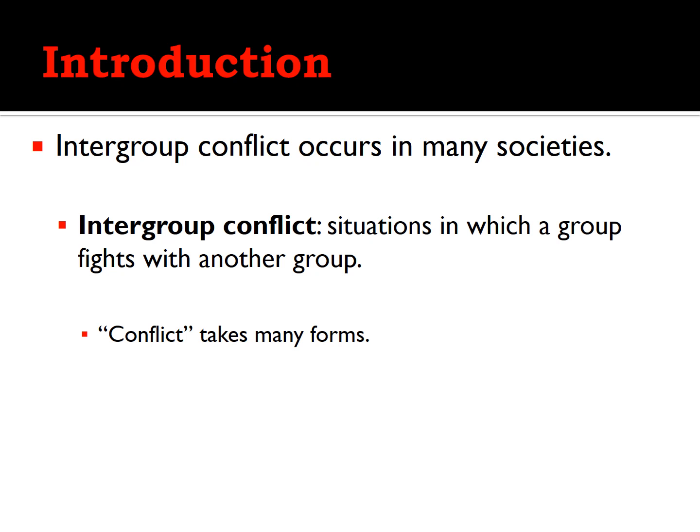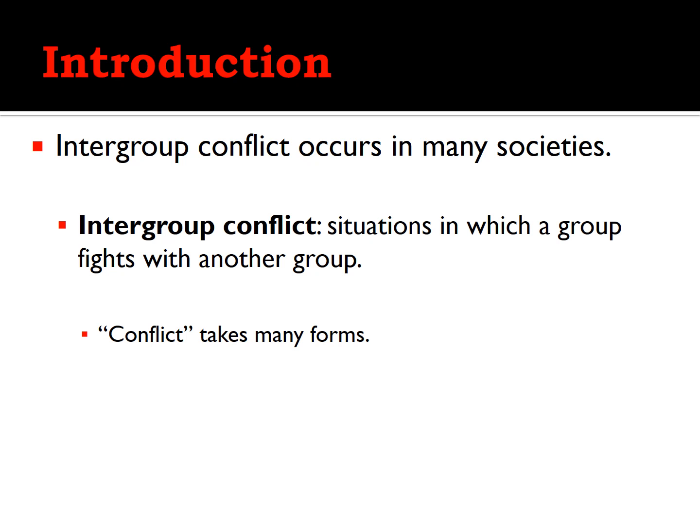Well, what they all have in common is that they are all examples of what social psychologists call intergroup conflict, which refers to situations in which a group fights with another group. The conflict that takes place between groups in intergroup conflict takes many forms.